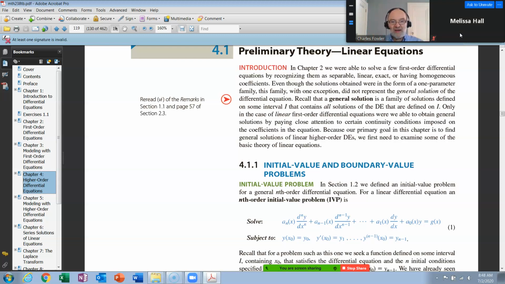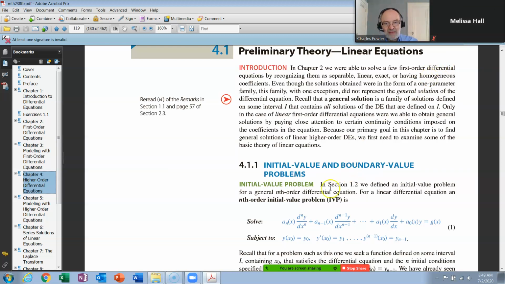You cannot have a y and a y prime in the same term. You can't have a y squared in the same term. You can't have a y double prime squared or cubed in the same term. You can't have a y to the 1/2 power in the same term. You can't have a sine of y or any other function of y. The y's and the derivatives of y have to show up only to the power of 1. That's one way to express it.